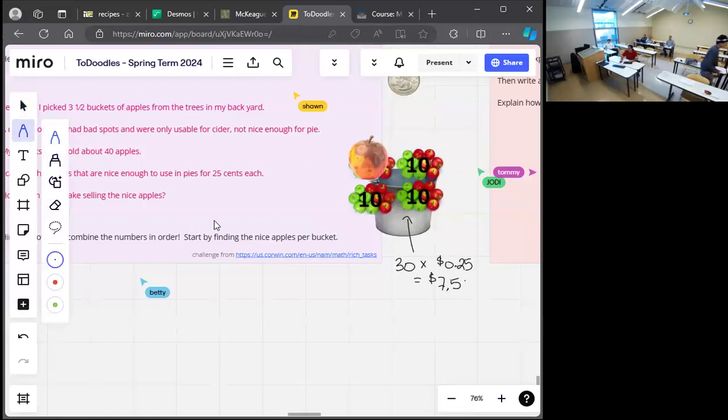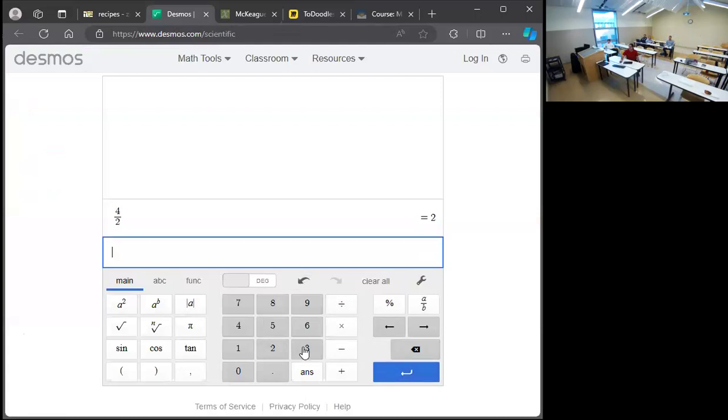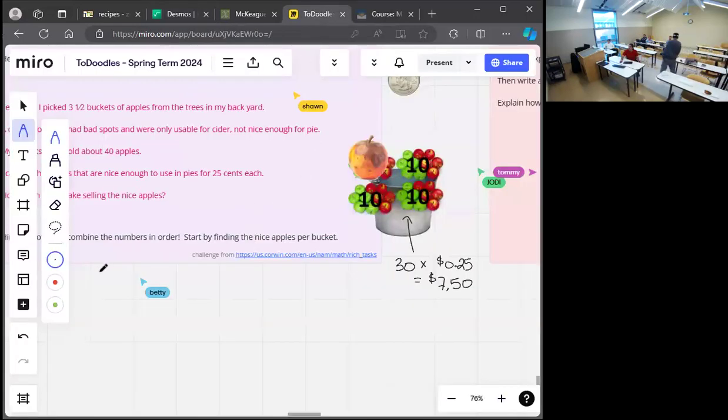And on the GED, it's okay to use a calculator. There's nothing bad about saying 30 times 0.75 and finding out 22.50. Whoops, why did I write 7.50? Because my brain is tired. Okay, 22.50, yeah.